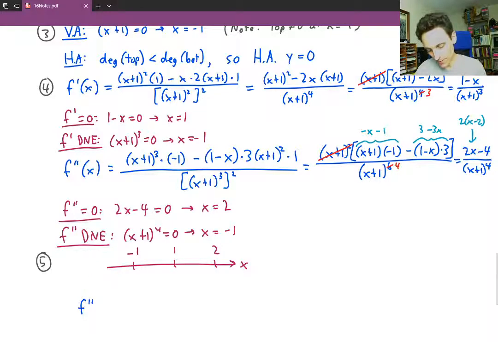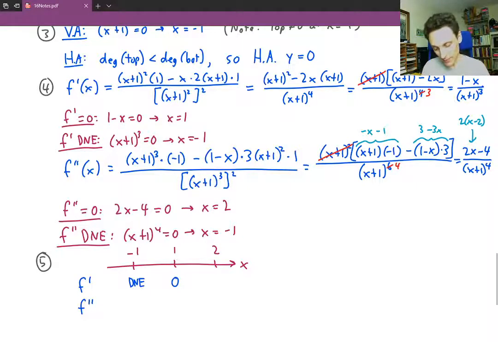Now we're going to make a row for the first and second derivatives. We're going to collect all the places that we found where they were 0 and DNE. So, for example, the first derivative is equal to 0 at x equals 1. First derivative was DNE at x equals negative 1. So we'll put that there. Remember that this row represents the outputs of the first derivative if you plug in these x values. So if you plug in the x value of 1, the first derivative is 0. If you plug in the x value of negative 1, the first derivative just doesn't exist.